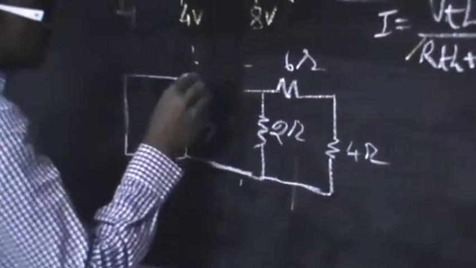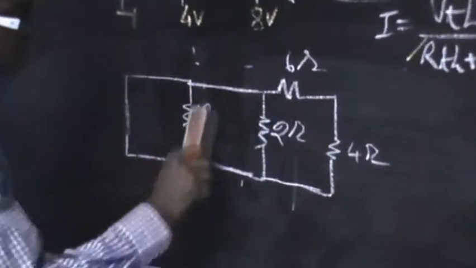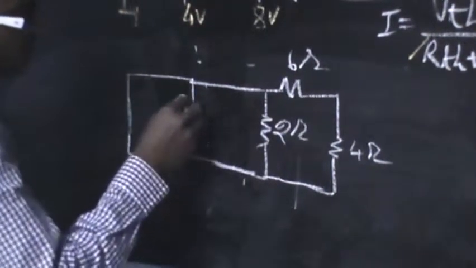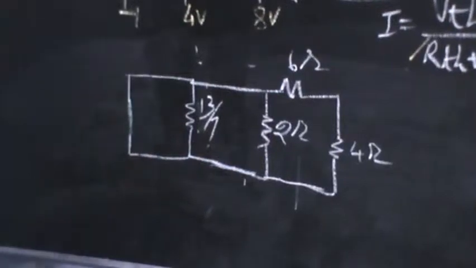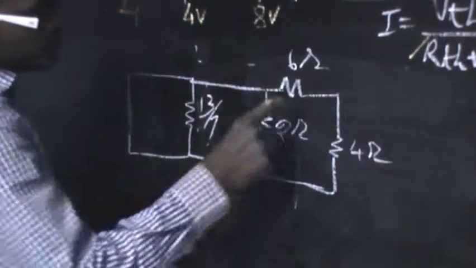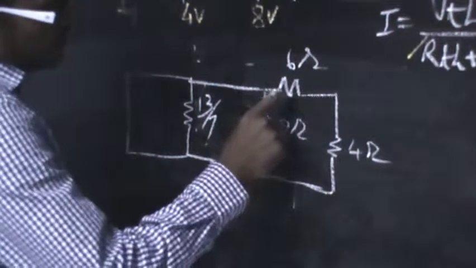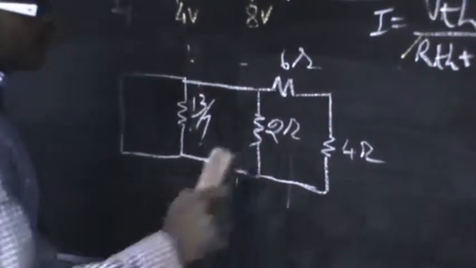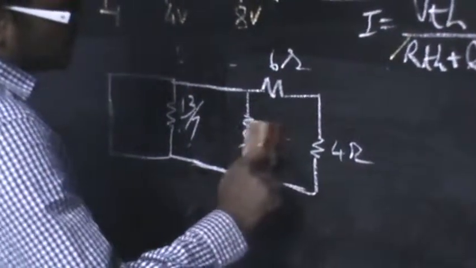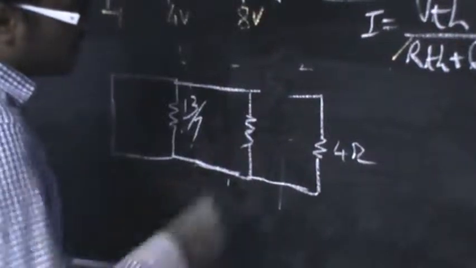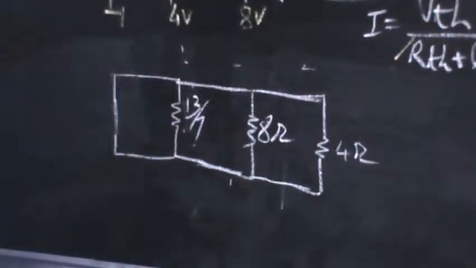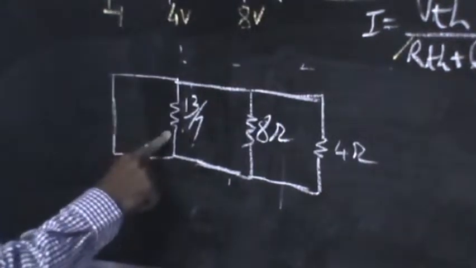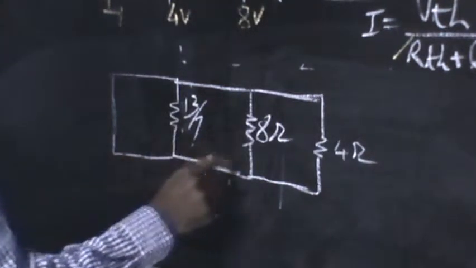So I can close this resistance. Here, let me take this as 13 by 7. And these two resistances are in series, so I have to add up 6 plus 2, which is 8. So I will be getting this resistance as 8 ohm.